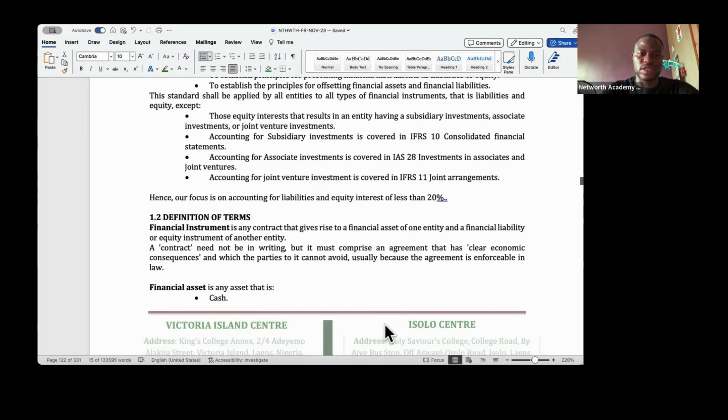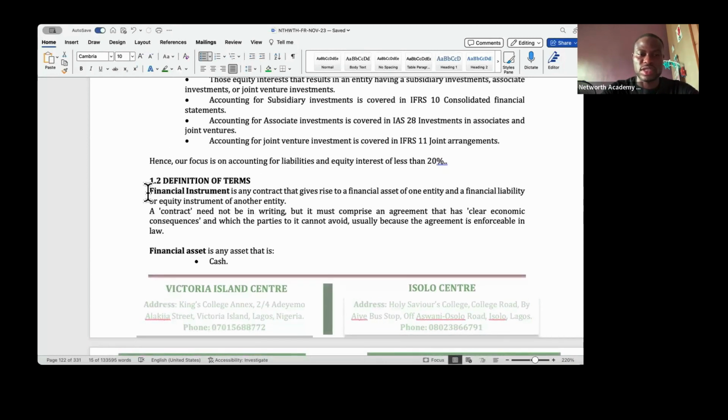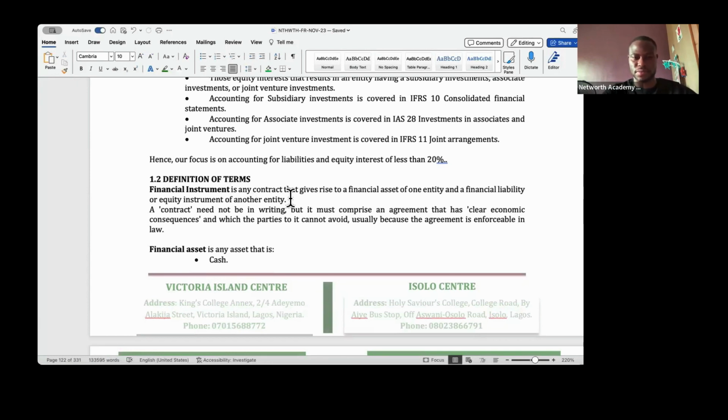So the first thing I would look at straight is for us to understand what a financial instrument is. That's the first thing I will look at today. And when we talk about financial instrument, IAS 32 is what defines financial instrument to us. It said that a financial instrument is any contract that gives rise to financial assets of one entity and a financial liability or equity instrument of another entity. That's the definition given by IAS 32.